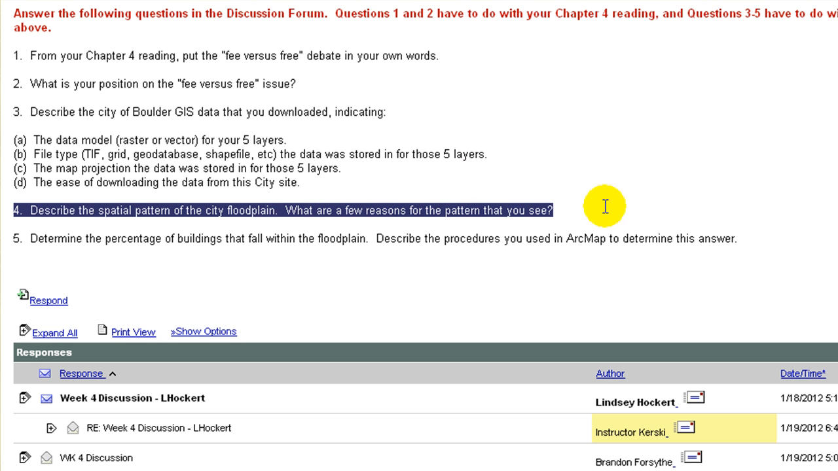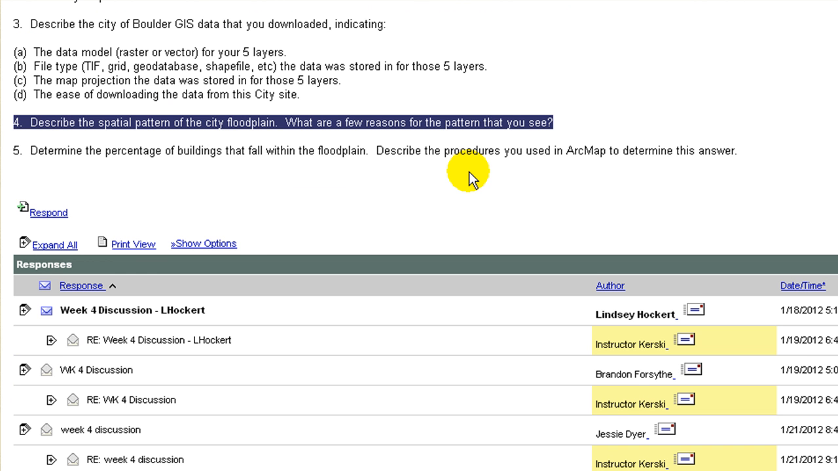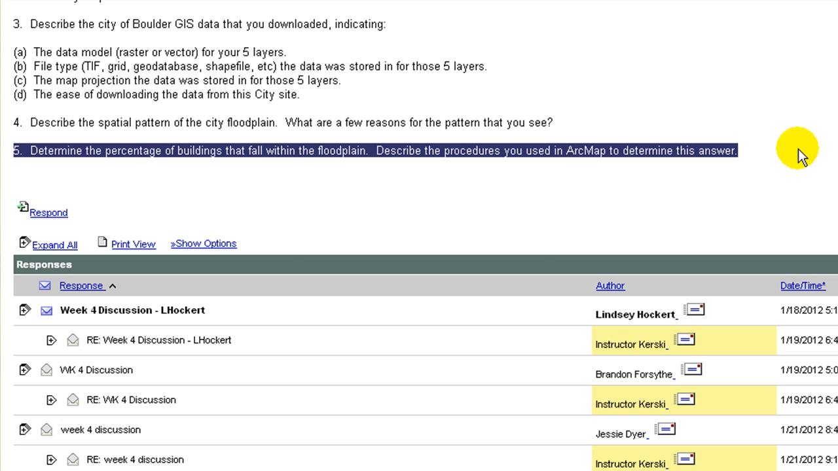Number 4, describe the spatial pattern of the city's floodplain. What are a few reasons for the pattern that you see? Number 5, determine the percentage of buildings that fall within the floodplain. Describe the procedures that you used in ArcMap to determine this answer.